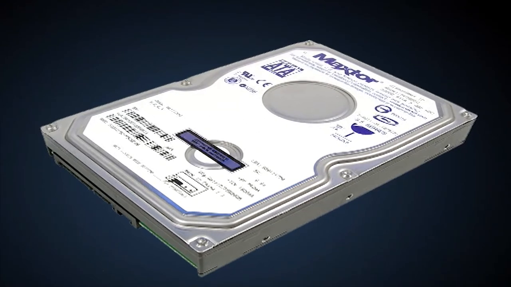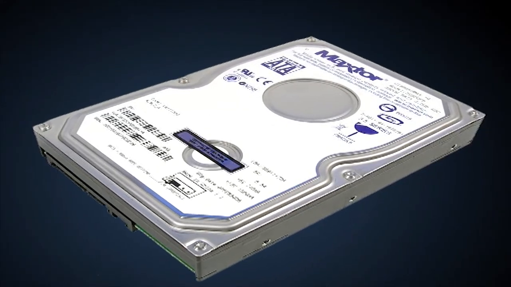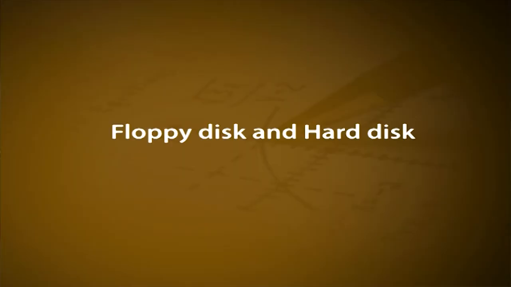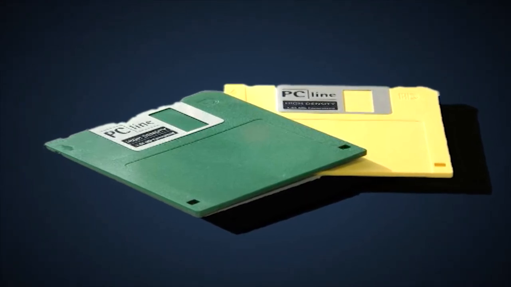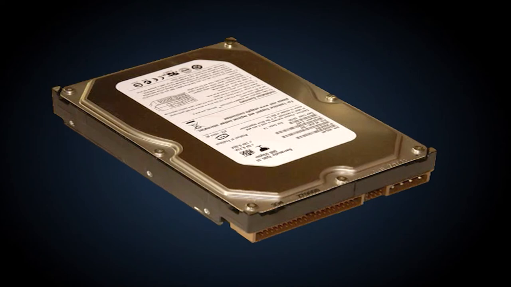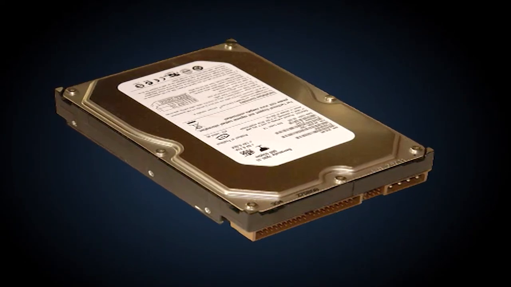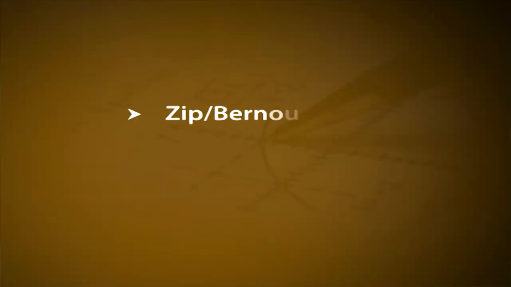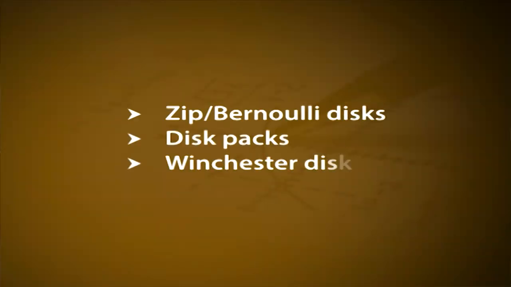All magnetic disks are round platters. They come in different sizes, use different types of packaging, and are made of rigid metal or flexible plastic. The magnetic disk can be broadly classified into two, floppy disk and hard disk. Floppy disks are individually packaged in protective envelopes or plastic cases, whereas hard disks are packaged individually or in multiples in cartridges or contamination-free containers. Depending on the type of packaging, hard disks are further classified into Zip disk, Bernoulli disk, disk packs, and Winchester disk.